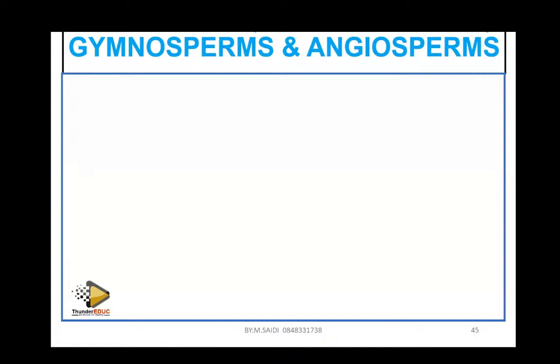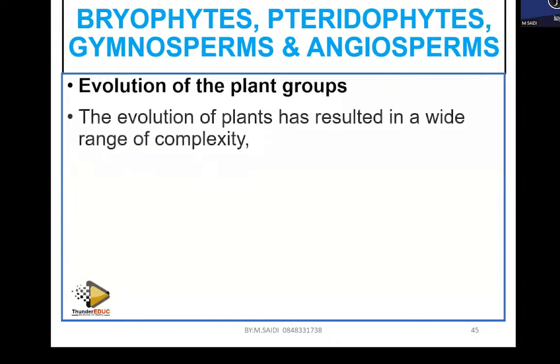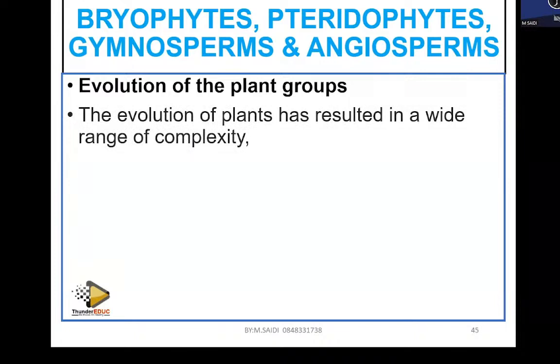All right, let's look at the evolution of these plants. Where did they start from and where are they? Which one is most adapted and which one is the least adapted? Evolution of plants. Here we are going to say that evolution of plants has resulted in a wide range of complexity.